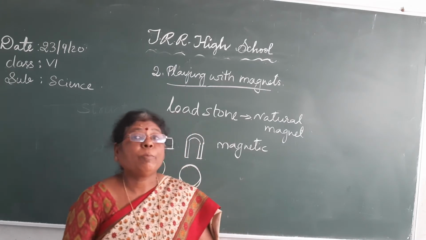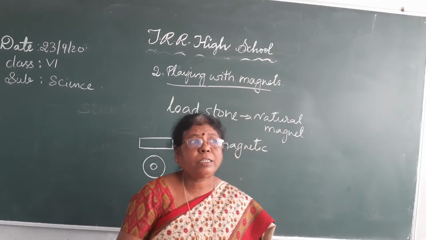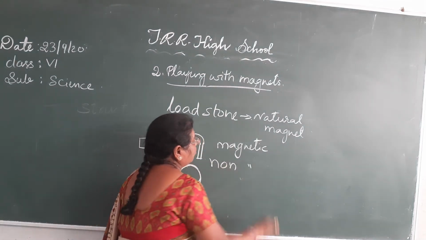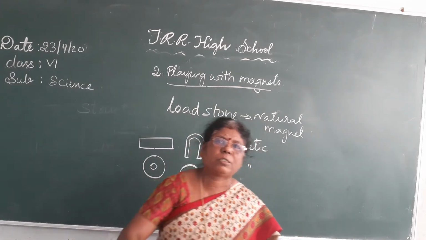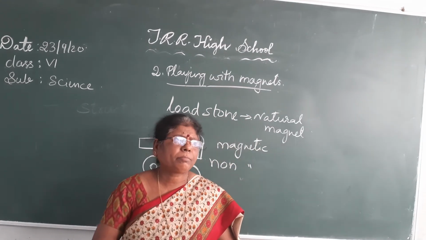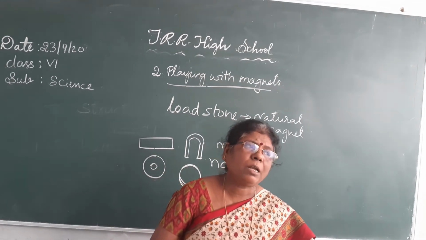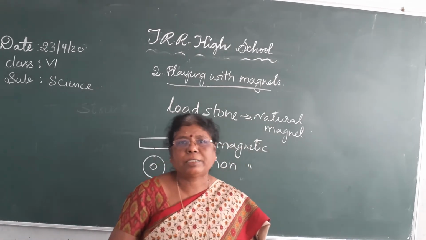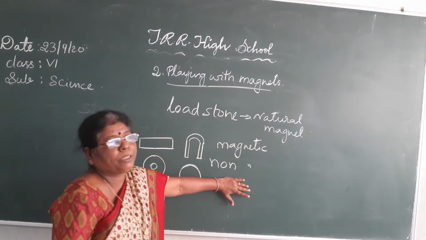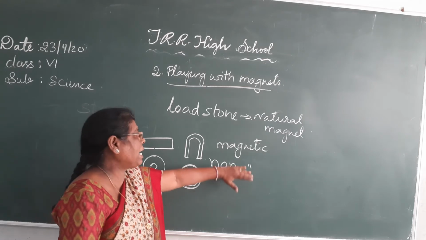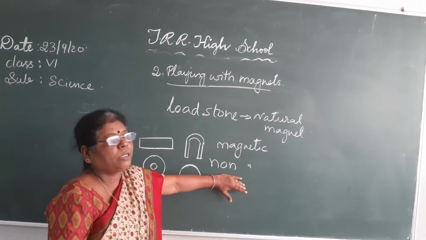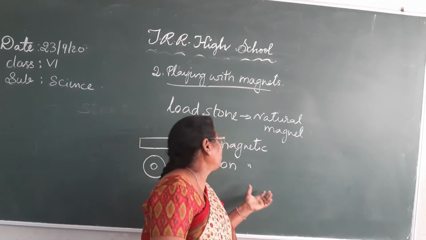Okay, fine. What do you call the materials which are not attracted towards a magnet? Non-magnetic materials. What are examples of non-magnetic materials? Paper, chalk piece, duster, plastic, any bottle you can take, wood. All these are non-magnetic materials. So the materials which are attracted towards a magnet are called magnetic materials, and the materials which are not attracted towards a magnet are called non-magnetic materials.